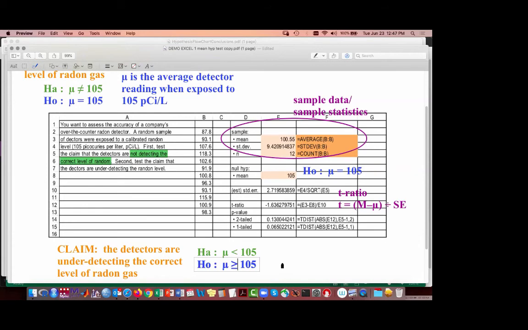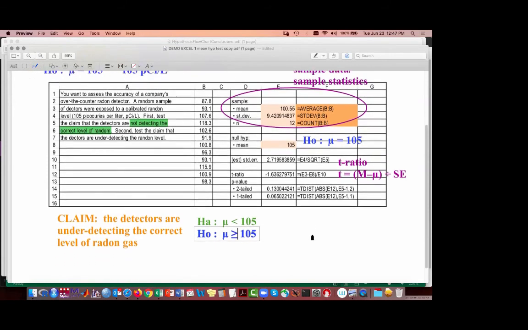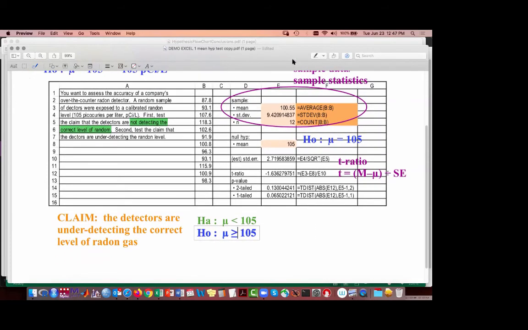Now, do you see this is a one-tailed test? So this now is a one-tailed test. What we would need now is this value. The one-tailed value is 0.065. Let me draw the picture for the one-tailed test on the whiteboard.